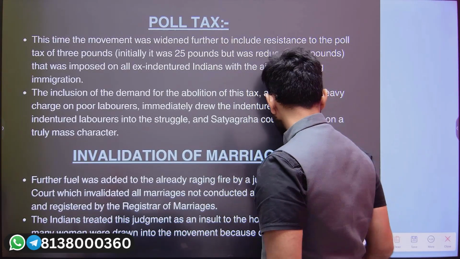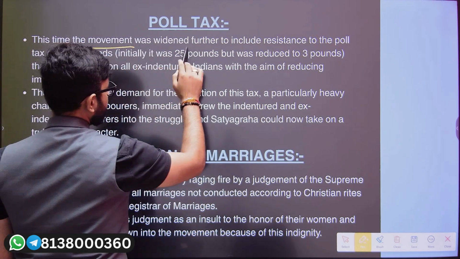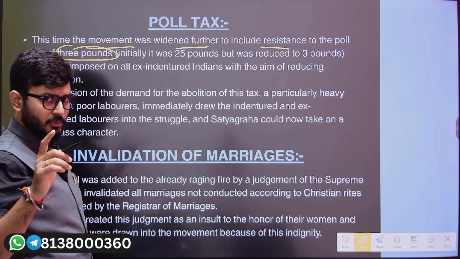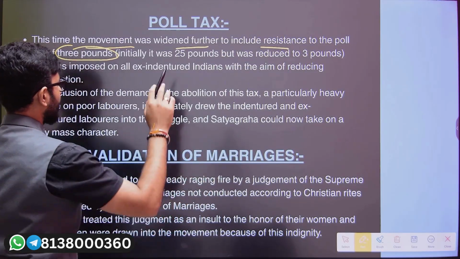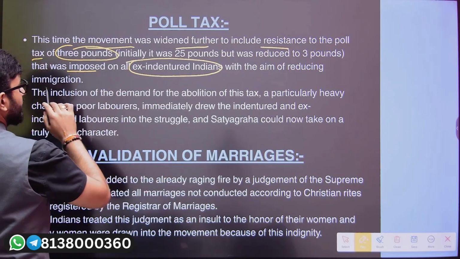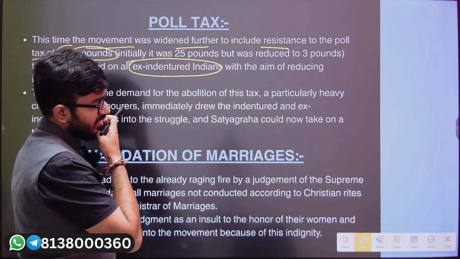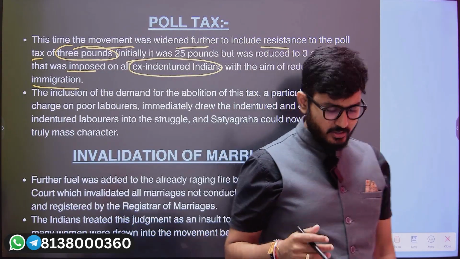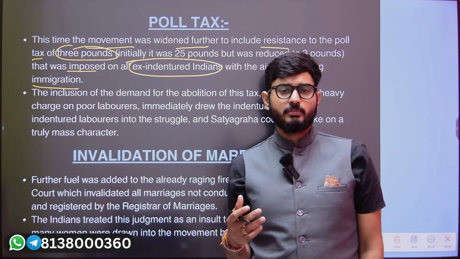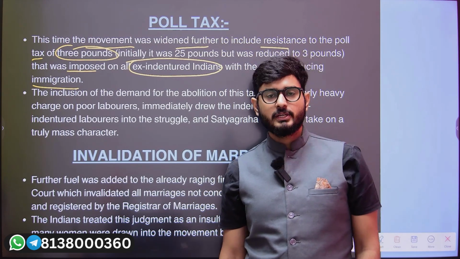All right. So if I just read this up to you and explain it, this time the movement was widened further to include the resistance to the poll tax of £3. Initially, that poll tax was £25. However, it was reduced to £3, which was imposed on all ex-indentured Indians with the aim of reducing immigration. So here what is going to happen is that the Britishers, I had told you, right, that after the contract was over, the indentured laborers could pay an amount and they could become a resident there, meaning they could be staying there. So here the Britishers had brought the poll tax.